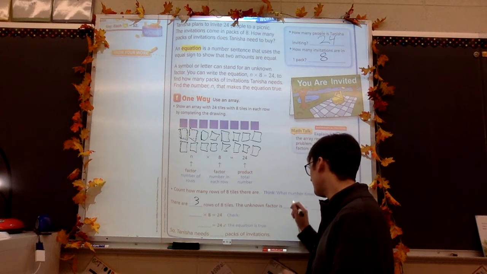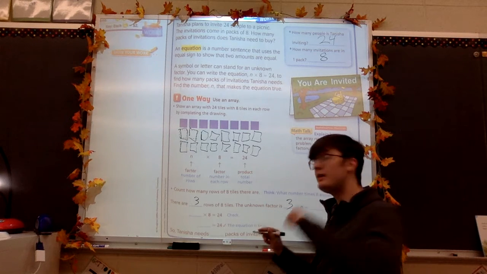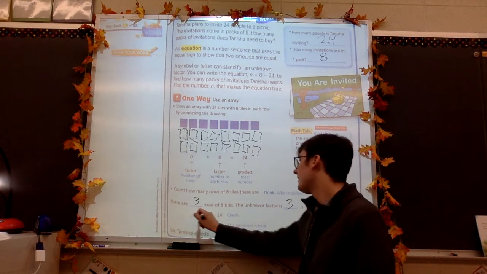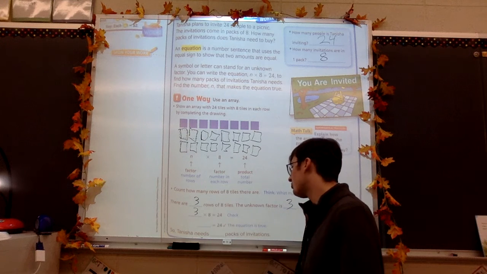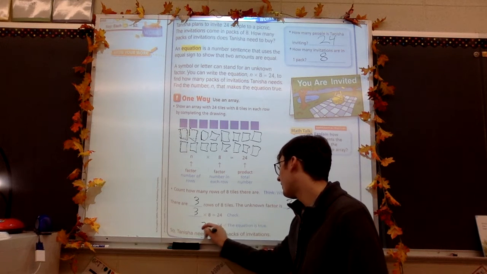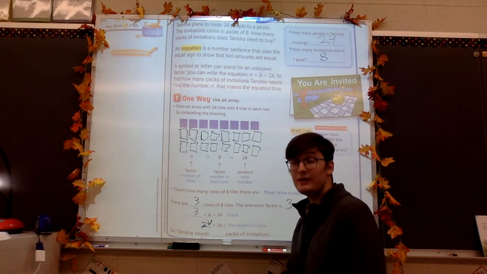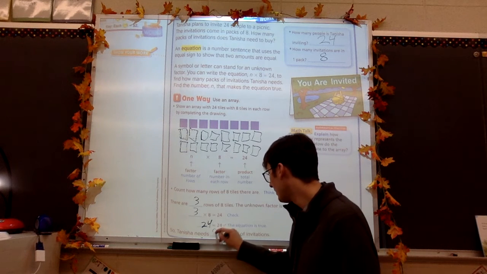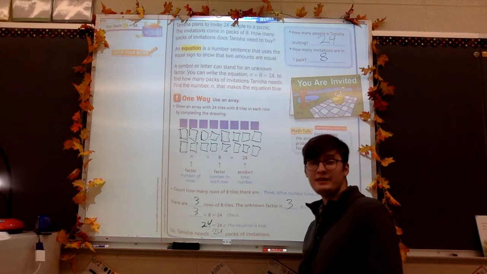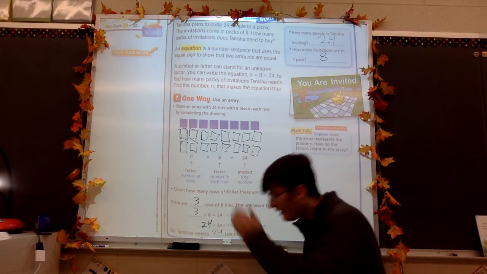The unknown factor is 3. So n would equal 3. 3 times 8 is 24. 24 is the number we're looking for. So Tanisha needs 3 packs of invitations in total.